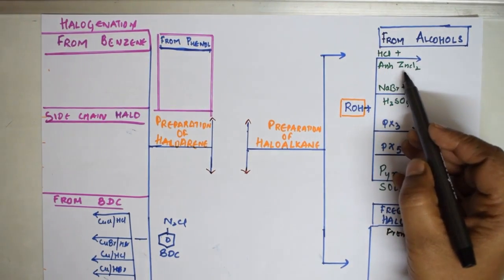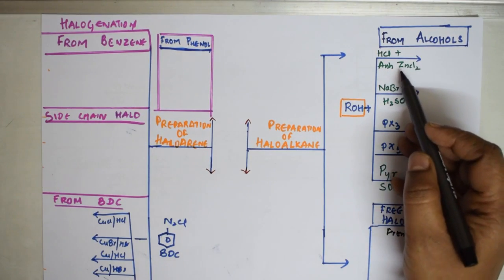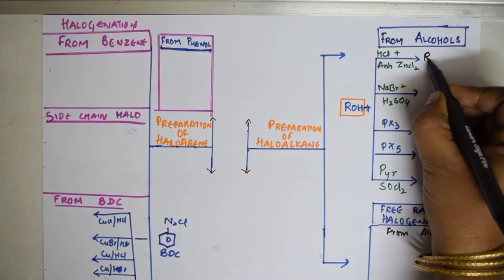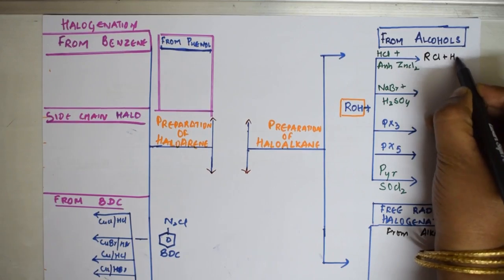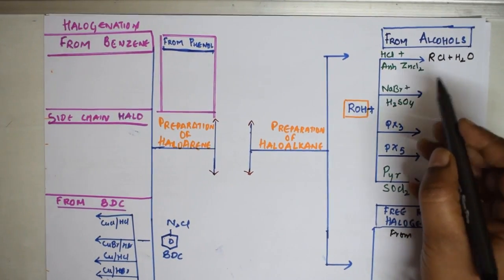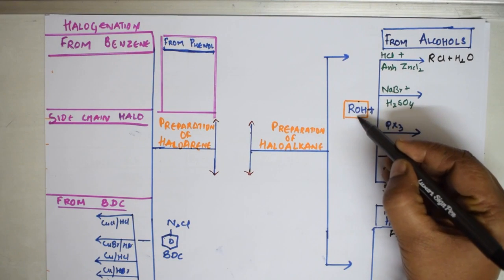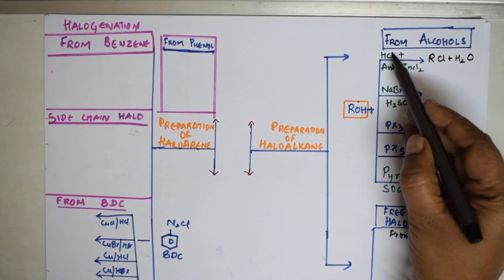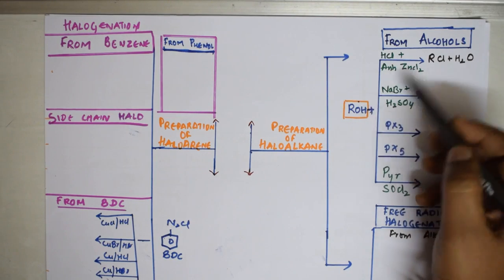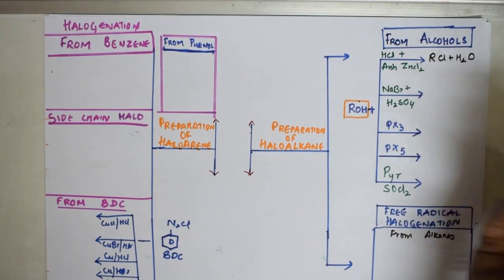When you're going to take alcohols, just see students, the first thing whenever you see HCl and anhydrous ZnCl2, it's nothing but Lucas reagent, isn't it? With Lucas reagent, the product is RCl plus water. What is the other name given to this? This is Groove's process. What is happening? The OH here is replaced by the nucleophile Cl. ROH was there, the Cl has replaced this and you get RCl and the leftover water.